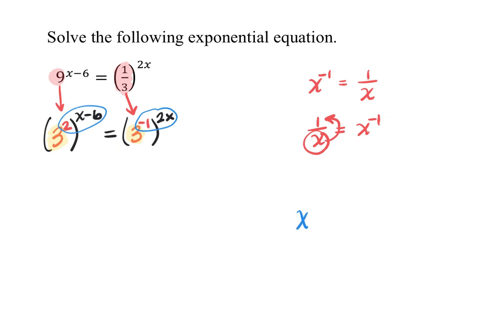And that's another property of exponents that says if you have x raised to the power of a, and then that's being raised to the power of b, that you multiply those exponents. So that's going to be x raised to the power of a times b. So we need to multiply our exponents here. So that's going to be 3 raised to the 2 times x minus 6 power is equal to 3 raised to the -1 times 2x power. I'll go ahead and write that as just -2x.